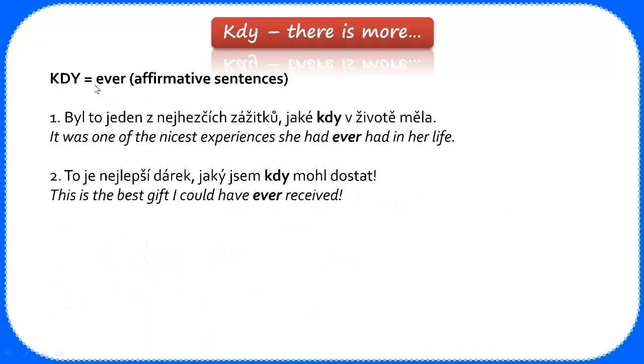Let's see more. Kdy can also be translated as ever. For example, byl to jeden z nejhezčích zážitků, jaké kdy v životě měla. It was one of the nicest experiences she had ever had in her life. Jaké kdy v životě měla. Notice it goes with jaké, like which she ever had. To je nejlepší dárek, jaký jsem kdy mohl dostat. This is the best gift I could have ever received. Again, we have jaký jsem kdy mohl dostat.